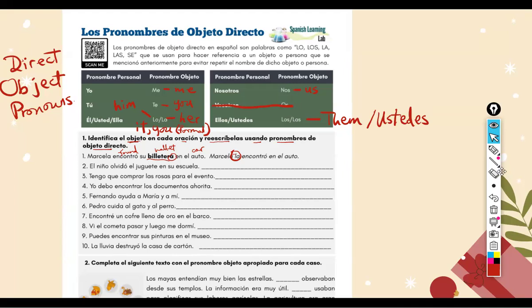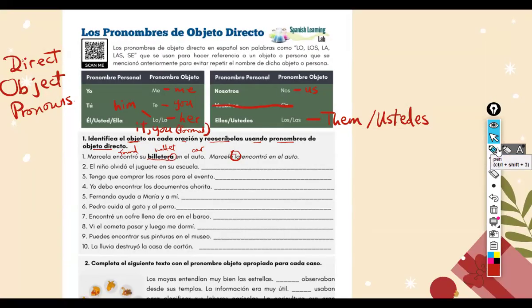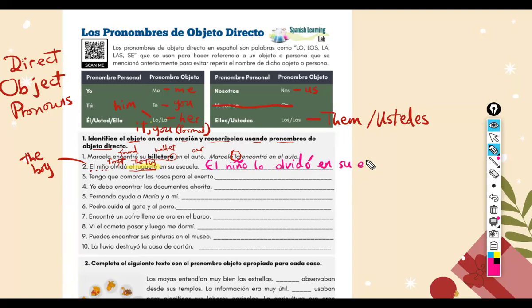All right. The boy, el niño is the boy, right? Forgot his toy, el juguete. So if this is the verb, forgot, the toy, right? This is the object. So el juguete is the object. So we need to replace el juguete. What are we replacing it with? It, and it's masculine. So we go to lo, right? All right. So el niño lo olvidó en su escuela. He forgot it in his school.